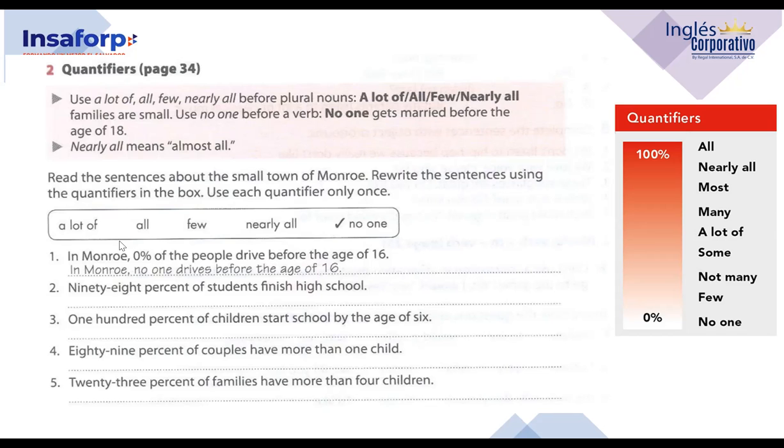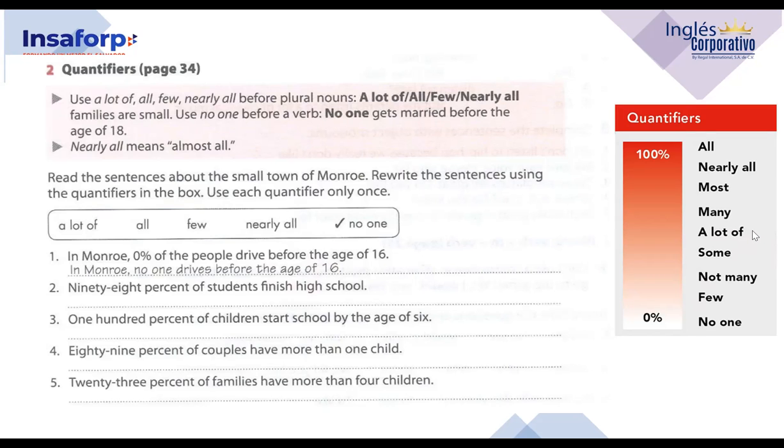Aquí tenemos otro que es nearly all, which is this one. It's like almost, okay. So the key thing here with quantifiers is to identify what is the percentage that we have. For example, in Monroe, 0% of the people thrive before the age of 16. So I can say in Monroe, no one thrives before the age of 16. Okay. So en vez de decir el porcentaje, right? Tengo y utilizo este vocabulary.